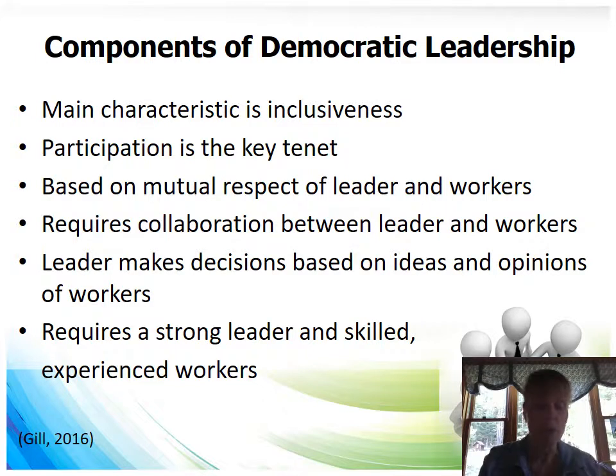Components of democratic or participative leadership consist of inclusiveness and participation. Employees are included in the decision-making process, and they are encouraged to participate. This style is based on mutual respect of both leaders and workers, and the leaders and workers collaborate in decision-making for the organization. The leader considers the ideas and opinions of the workers, but has the final authority and responsibility in the decision-making process. Therefore, it is imperative that the leader be strong and the workers experienced and skilled.